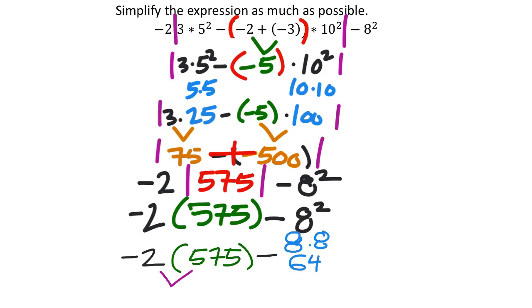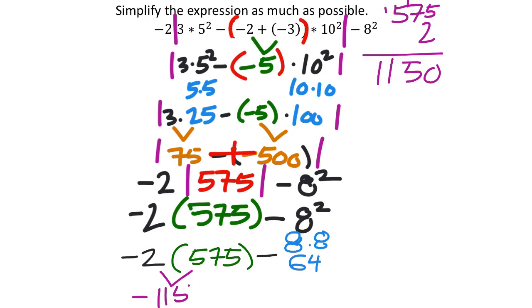Now there's an odd number of negatives there, just 1. So I know that's a negative. And I'll do the long multiplication up here. So 2 times 575. All right, 2 times 5 is 10, carry the 1. 2 times 7 is 14, plus 1 is 15. Carry that 1. 2 times 5 is 10, plus 1, 11. So it's a negative 1150, which is now subtracting that 64 there.